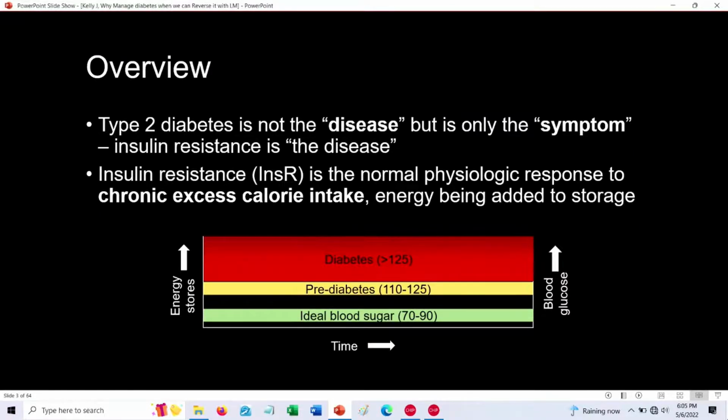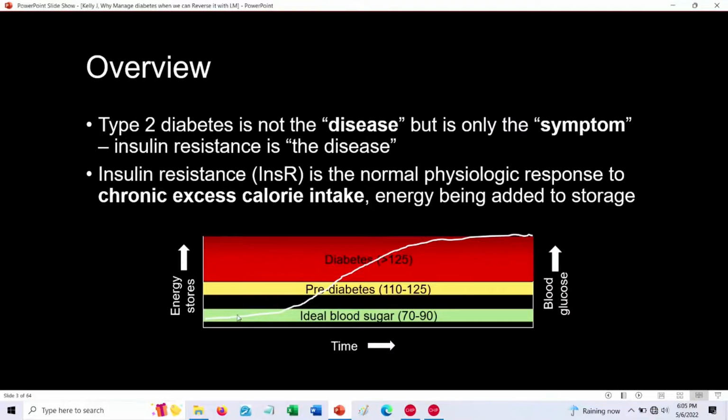So you can see a relationship here. I don't know if my pointer will show on the screen. Yes, it does. So what's going on is excess energy is being stored. And let me just show you a little line. So here's this line, the white line that I've drawn, is basically showing over time.